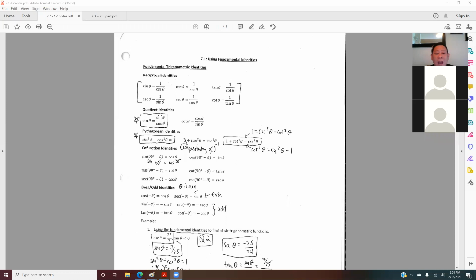The quotient identity is where you change everything in tangent or cotangent into sine and cosine. If you want to change everything in terms of sine and cosine, then we will use the quotient identity a lot, because that is how we handle tangent and cotangent. Change it to sine and cosine. So let's take a look at some of the questions here.